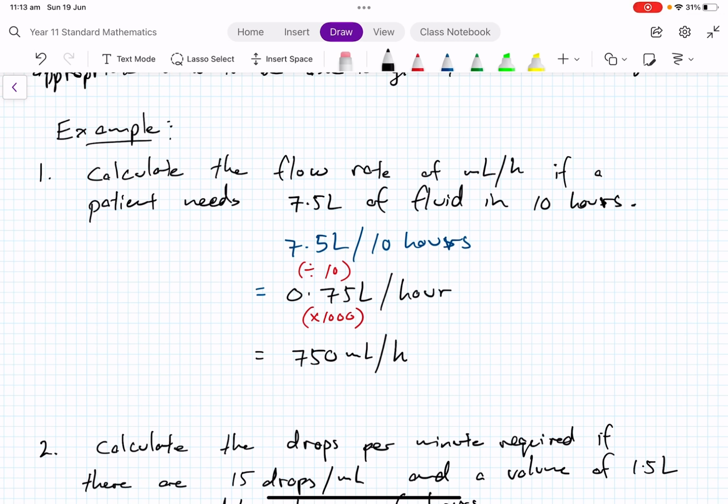All right, so you see what I did. I divided by 10 to get the amount of liters per hour. Then I multiplied by 1,000 to get the number of milliliters per hour. The volume is the same, it's just different units. So I'm changing the time by dividing by 10 in this case, and I'm changing the volume units, capacity units, by multiplying by 1,000. So we get 750 milliliters per hour.